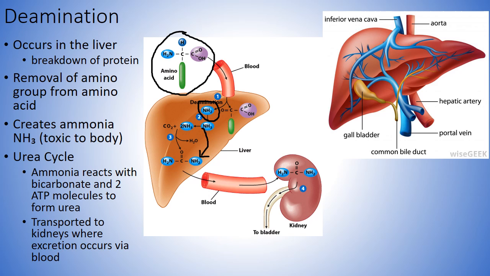Basically what happens here is we have ammonia reacting with bicarbonate and two ATP molecules forming this urea molecule here.